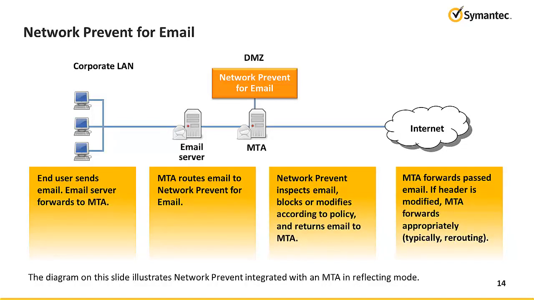Network Prevent for Email supports MX forwarding and the inspection of TLS encrypted traffic, meaning it can be used to inspect outbound email traffic forwarded to a software as a service or SaaS provider. For details on MTA requirements for compatibility, on reflecting and forwarding mode, on methods for routing email to and from the Network Prevent for Email server, or any other information about the Network Prevent for Email product, see the Symantec Data Loss Prevention MTA Integration Guide for Network Prevent for Email.